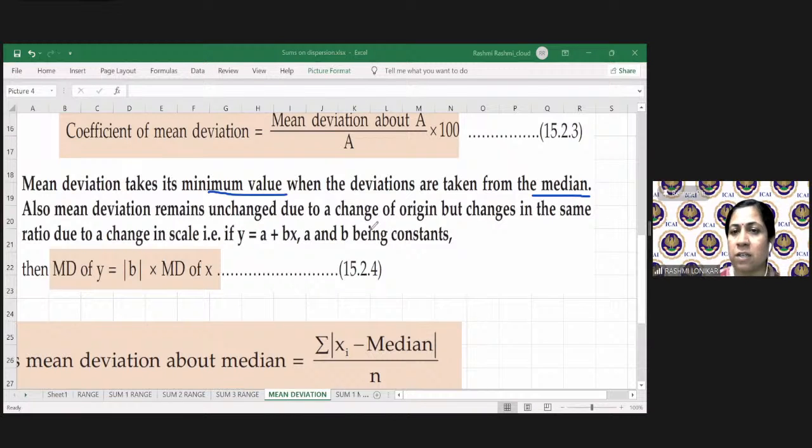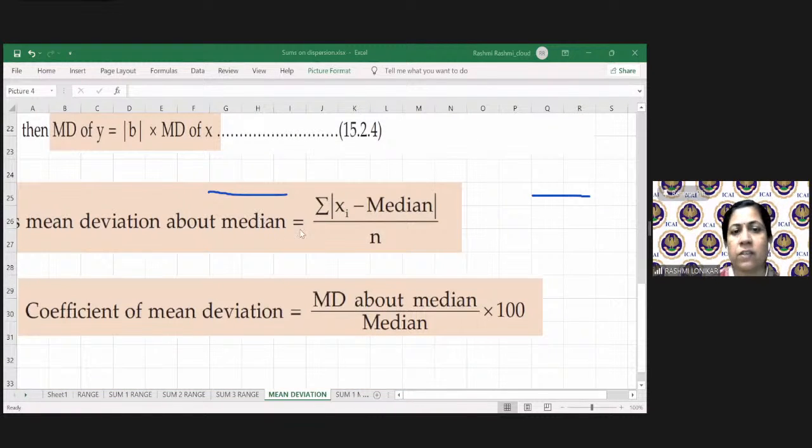So this was mean deviation about the mean. Similarly, we will have mean deviation about the median also. So again it is same. x minus median upon n, and we will have coefficient of mean deviation about the median will be mean deviation about the median upon the median.